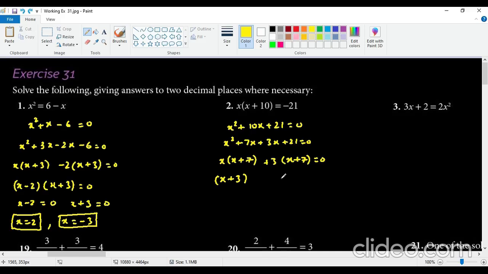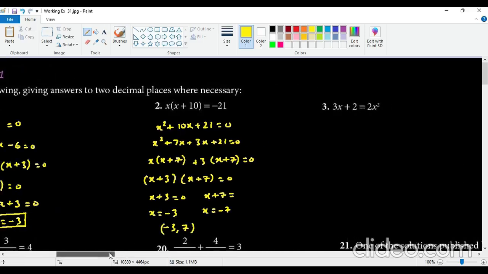And x plus 3 equals 0 and x plus 7 also equals 0. That means it's going to be opposite values. That means x plus 3 equals 0, and x plus 7 also equals 0. That means the value of x is going to be negative 3 and x equals negative 7. So negative 3 and negative 7 is going to be your final answer. Moving on to question number 3.